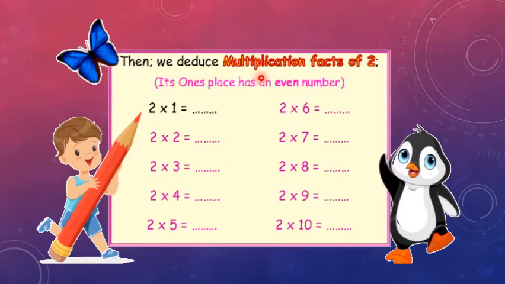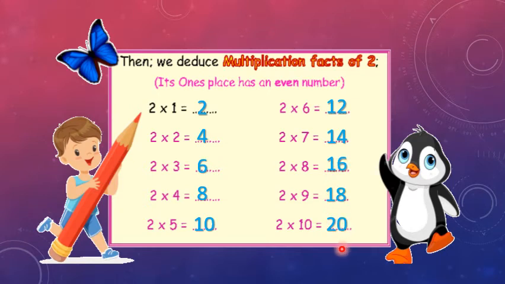We deduce that multiplication facts of 2, yes, always has an even number in its ones place. 2 by 1 equals 2, 2 by 2 equals 4, 6, 8, 10, 12, 14, 16, 18, and 20. If you notice, all of these numbers are even numbers. Good job.